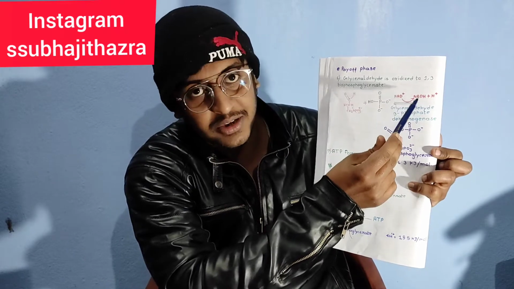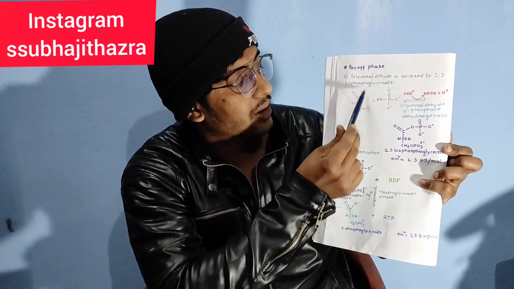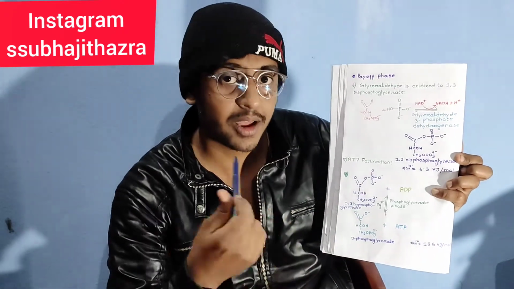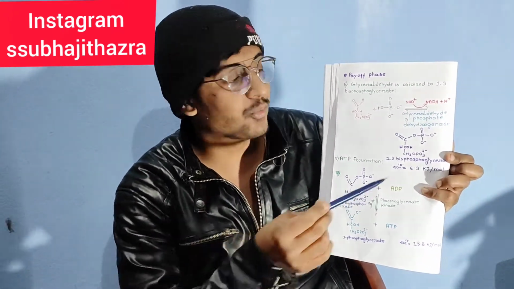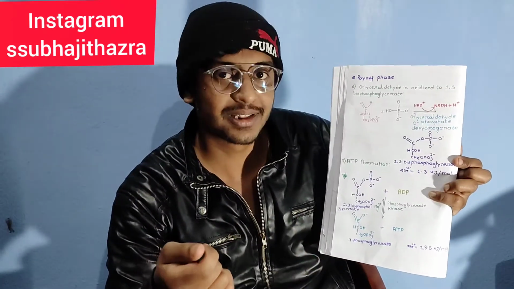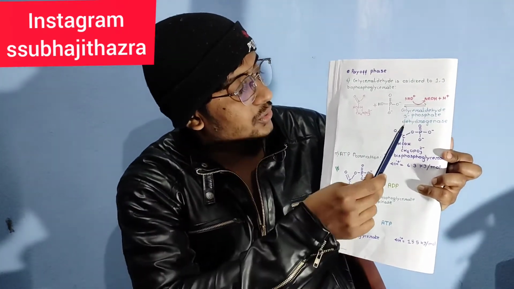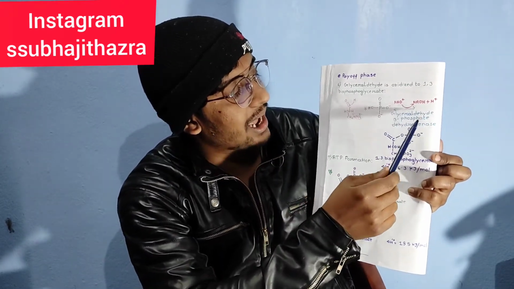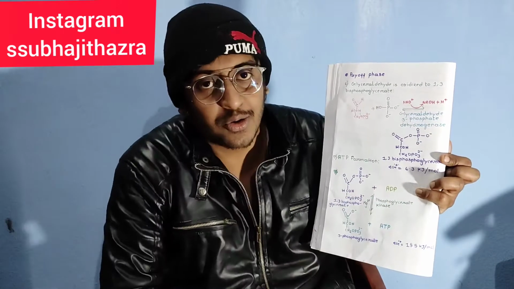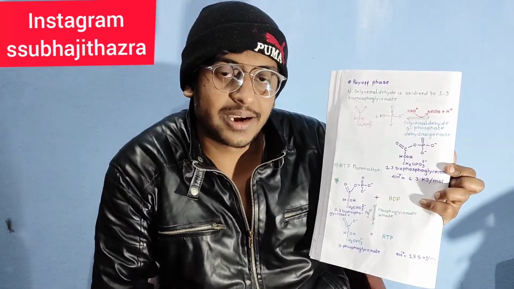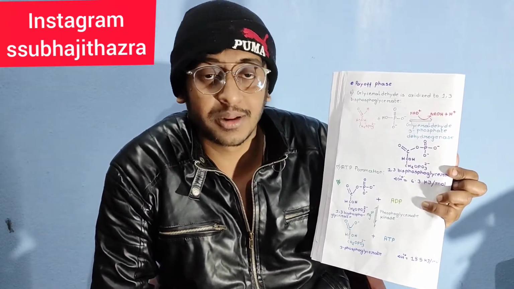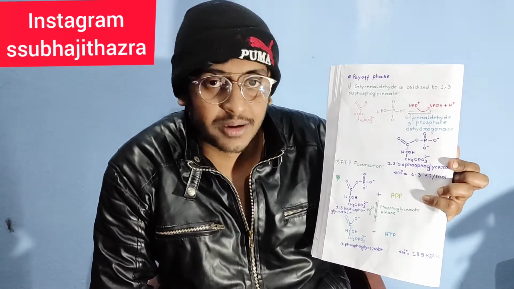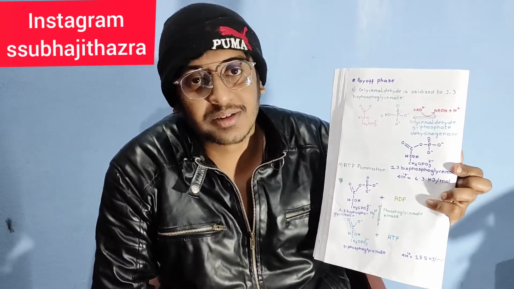So NADH is formed from 1 glyceraldehyde 3-phosphate. We know one molecule of glucose generates 2 glyceraldehyde 3-phosphate, that is why 2 NADH are formed from 2 glyceraldehyde 3-phosphate. This reaction is catalyzed by glyceraldehyde 3-phosphate dehydrogenase, which is very important. The mechanism of the glyceraldehyde 3-phosphate dehydrogenase reaction we will discuss in later videos.